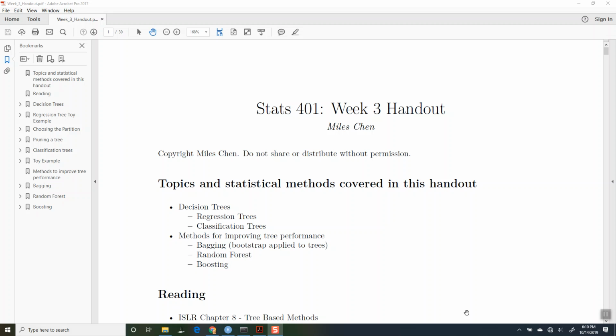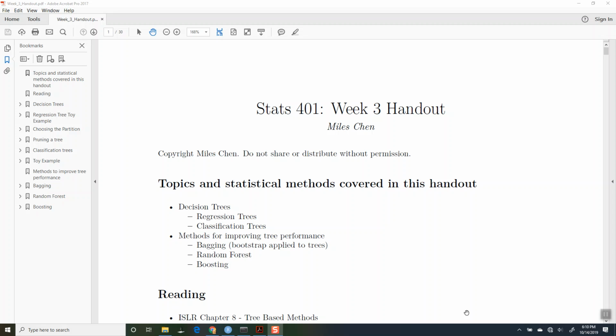Week 3. So today, well, okay, what did we do? Last week we did randomization methods, things like the randomization test, bootstrap, and cross-validation. Yeah, exactly. And this week we are going to look at decision trees.